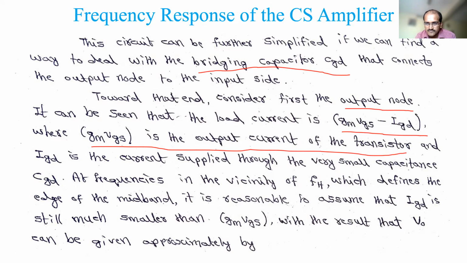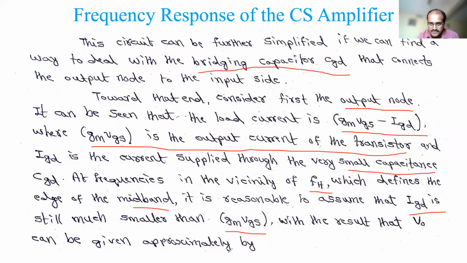So now for frequency response, this IGD is taken into consideration, and this is the current supplied through this very small capacitance CGD. So at frequencies in the vicinity of fH, which defines the edge of the midband, so fH is also called the edge of the midband, it is reasonable to assume that IGD is still much smaller than gm VGS. Again, we can do an approximation, so it is very small compared to gm VGS, with the result that V0 can be given approximately. So we will not consider IGD at all.